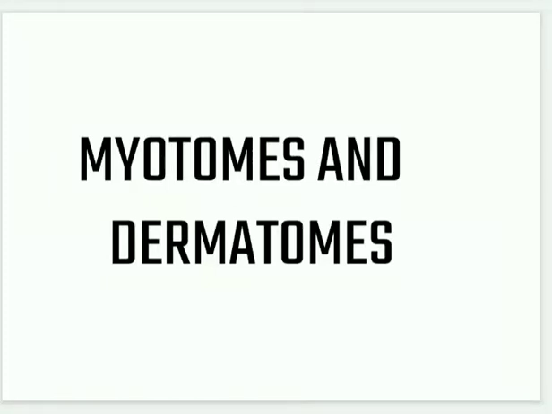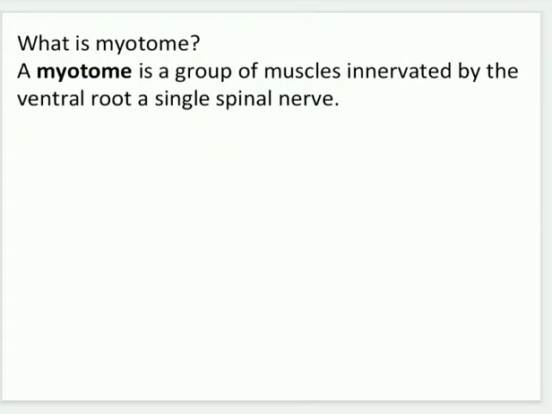Today we learn about myotomes and dermatomes, which are most important. We already learned them in first year, and let us learn them in third year also. And what does it mean? Myotome. A myotome is a group of muscles which are innervated by the ventral root of a single spinal nerve.